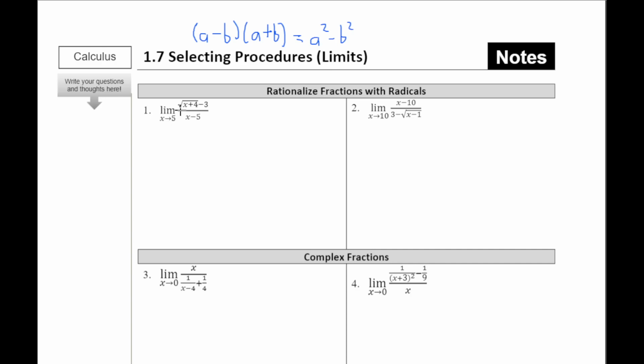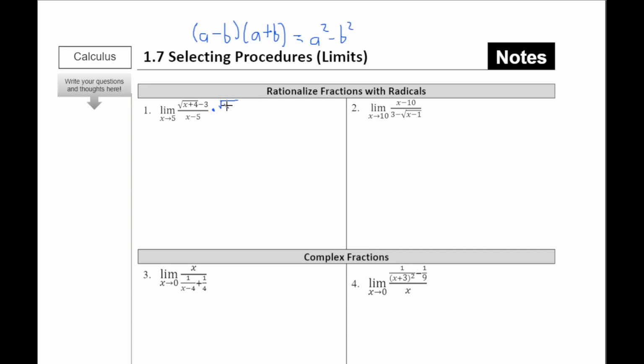If you plug in 5 for the x's here, you'd end up getting 0 over 0. And we cannot factor this like we've done before. So this method here is rationalizing the fractions with radicals, or conjugating the root. You can think about this root here, the square root of x plus 4, as your a, and the minus 3 as your b. And you can multiply it by the same thing, just with a plus instead.